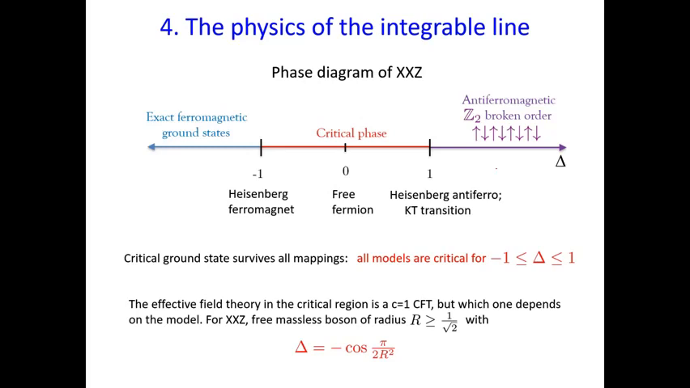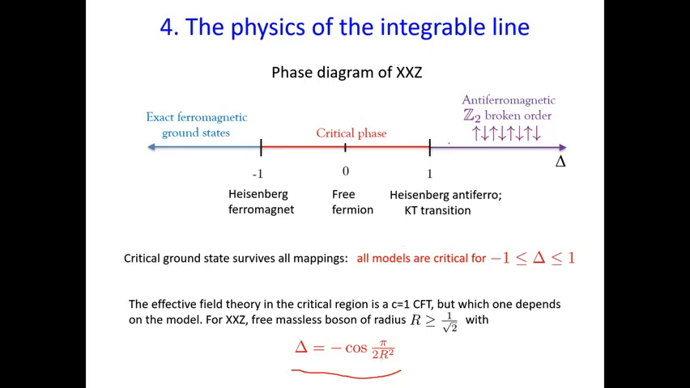The phase diagram of the XXZ chain is the following. If delta, the anisotropy, that was the coefficient in front of the ZZ term, is in magnitude less than 1, the model's critical. It's described by, if you like, conformal field theory. It's described by a free boson, that's the radius. Free boson conformal field theory.